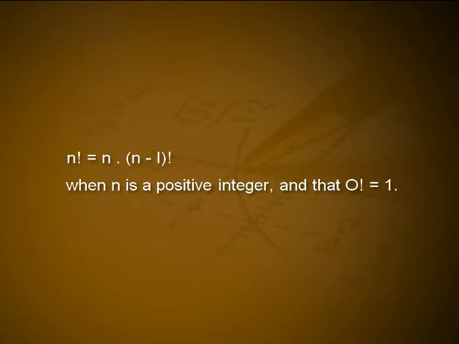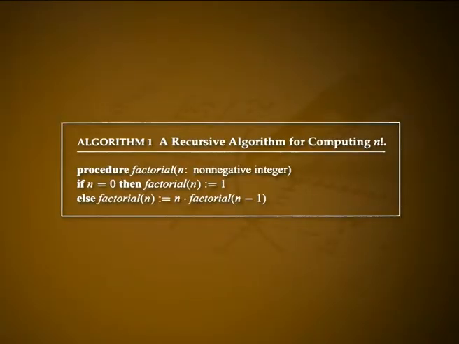Solution: we can build a recursive algorithm that finds n factorial, where n is a non-negative integer, based on the recursive definition of n factorial, which specifies that n factorial is equal to n times (n minus 1) factorial when n is a positive integer, and that 0 factorial is equal to 1. To find n factorial for a particular integer, we use the recursive step n times, each time replacing a value of the factorial function with the value of the factorial function at the next smaller integer. At this last step, we insert the value of 0 factorial. The recursive algorithm we obtain is displayed as Algorithm 1.